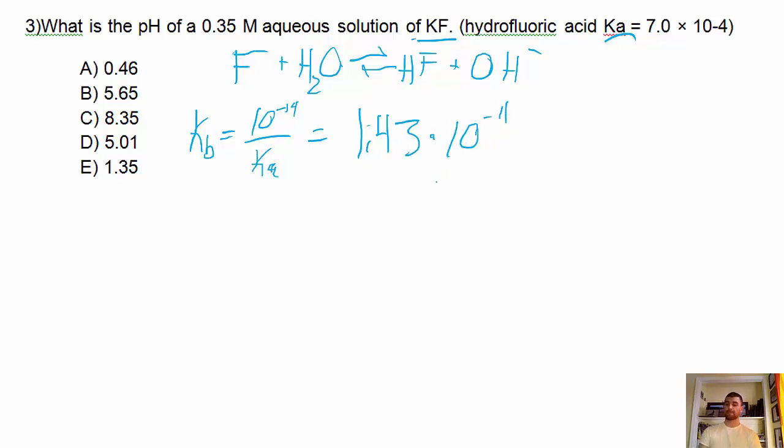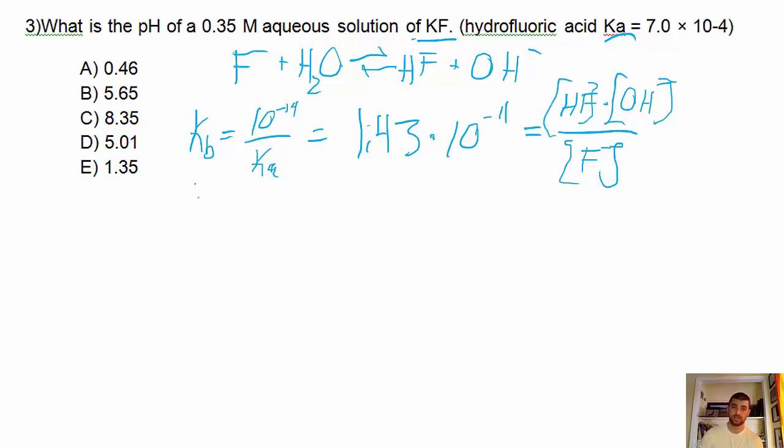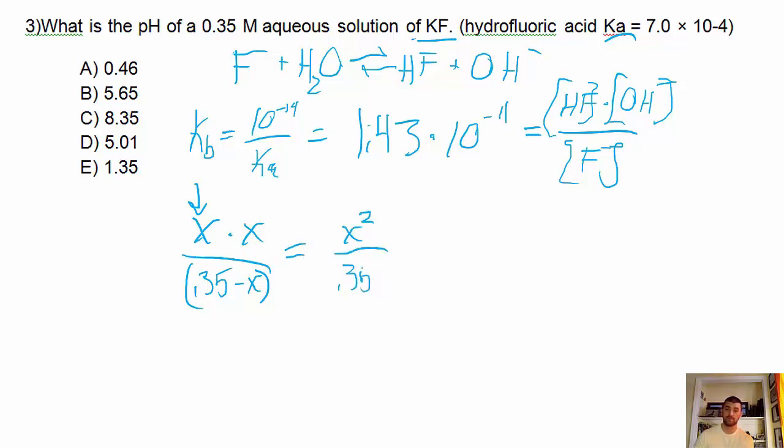That's my Kb. So now I'm going to have to use that Kb expression, which would be the HF times the OH minus all over the fluoride ion concentration to figure out how much of each thing we got. How much HF do I get? X amount. I'm going to get the same unknown amount of OH minus. It's all going to be on top of 0.35 molar minus the amount that we used. So that is my Kb expression, x squared over 0.35 minus x.